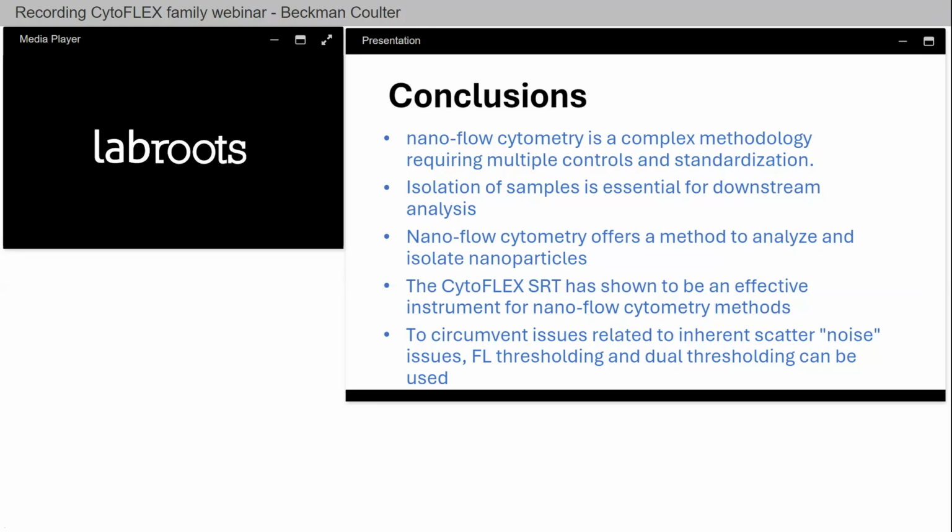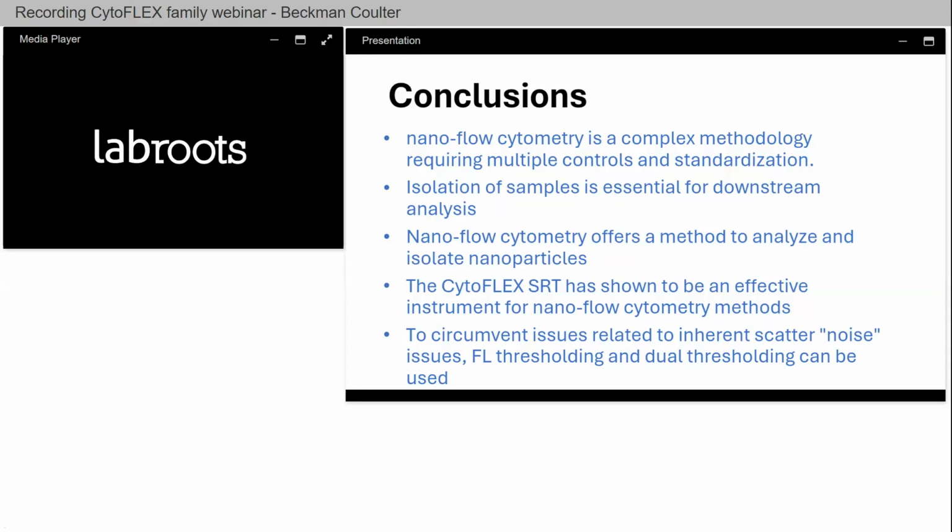Isolation of samples is essential for that downstream analysis. And here we've put the possibility of sorting methodologies as an isolation method. And nanoflow cytometry offers this method to analyze and isolate those nanoparticles. The CytoFLEX SRT is shown to be effective here as an instrument for flow cytometry, and it's piggybacking on the rest of the CytoFLEX family and the ability to use the violet side scatter quick switch to really enhance the limit of detection and allow you to get better data.